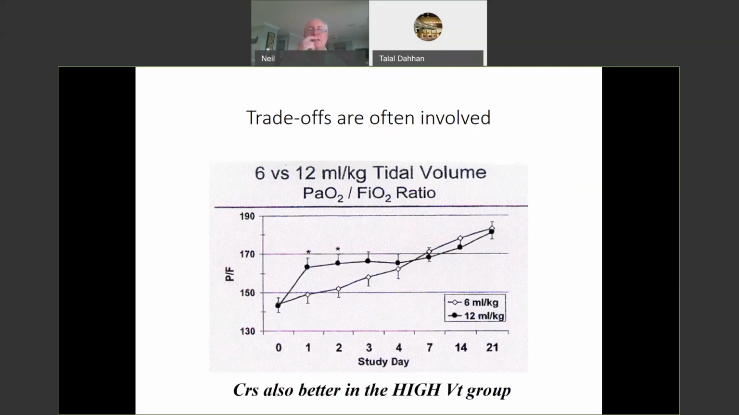I think it's always important in talking about lung protection to realize that there are trade-offs. This is the original ARDS network study, 6 versus 12 mLs per kilo tidal volume. And it's looking at P to F ratios, PO2 over FiO2 ratios over the course of the study. And what is really interesting here is you will notice on day 1, the P to F ratio is markedly better in the high tidal volume group. That's the group that goes on to die. There's a disconnect here in physiology versus outcome. What's going on here?